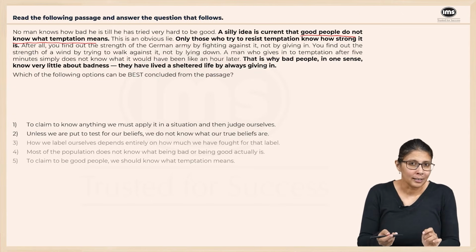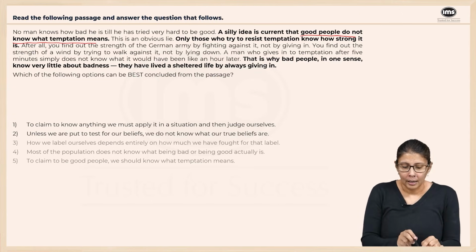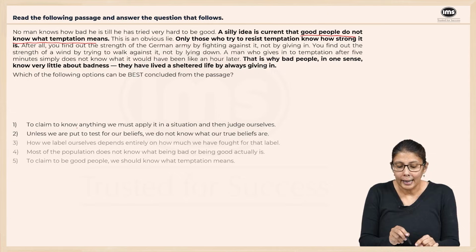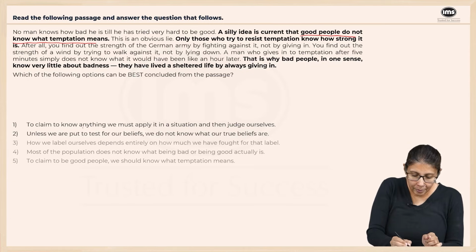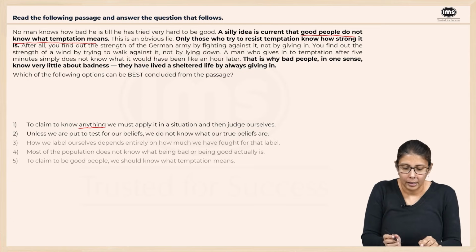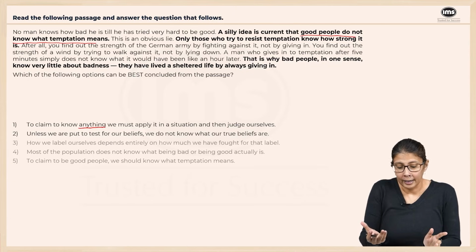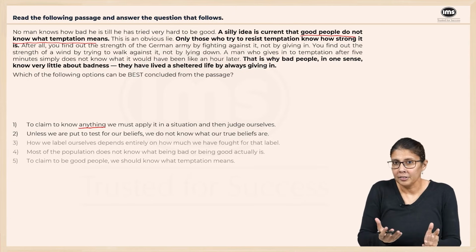Now you do struggle a little bit between 1 and 2. Look at 1. The main reason that I eliminated 1 was that it says to claim to know anything, which I thought was a pretty extreme word to use. And that is the reason that I eliminated 1. Apart from that, I honestly would not have been able to choose between the two.